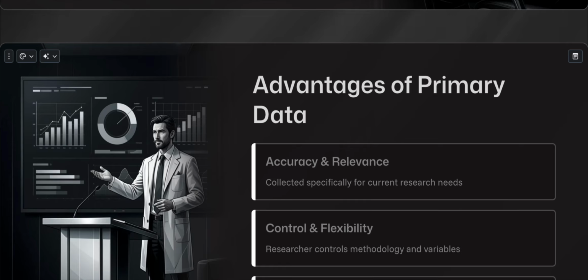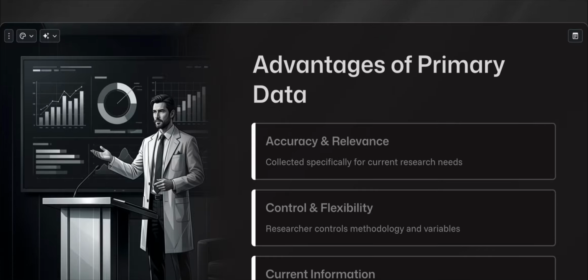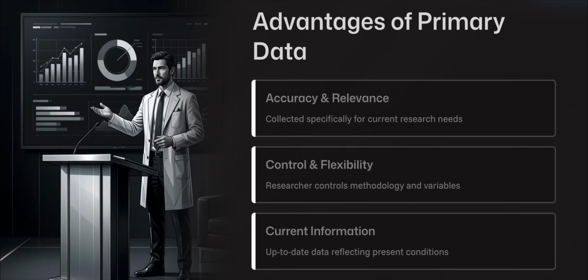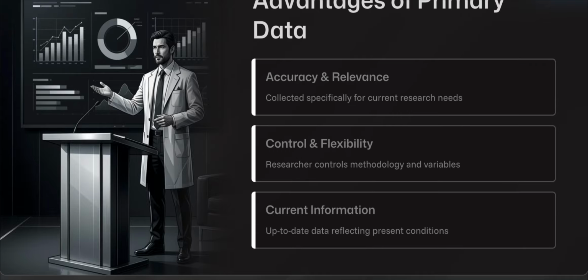Now let's go for the advantages of primary data. Primary data is very highly accurate and relevant, which is collected specifically for current research needs. Control and flexibility, researchers control methodology and variables, and current information, up-to-date data reflecting present conditions.